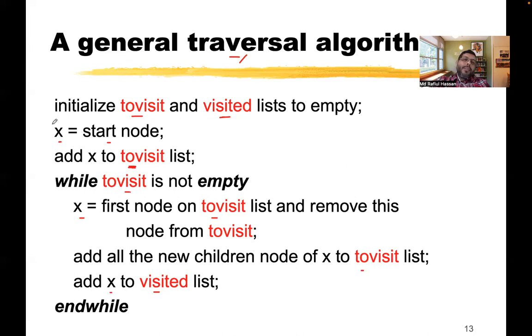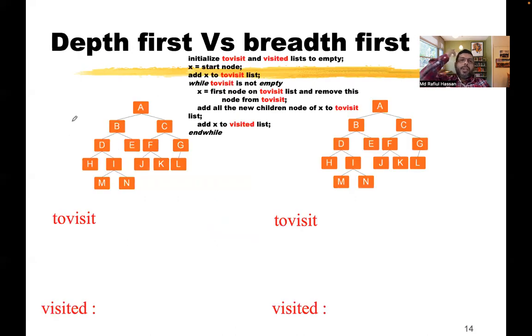So see, this same algorithm can be applied for both depth first and breadth first traversal algorithm for the binary tree. So this is the algorithm. I have copied this algorithm from the previous slide here to show how it works in the depth first and breadth first algorithm. So let us first explore the depth first, and I'll follow this algorithm.